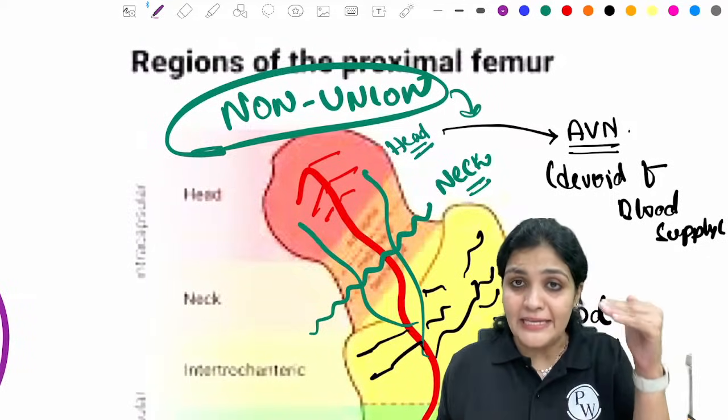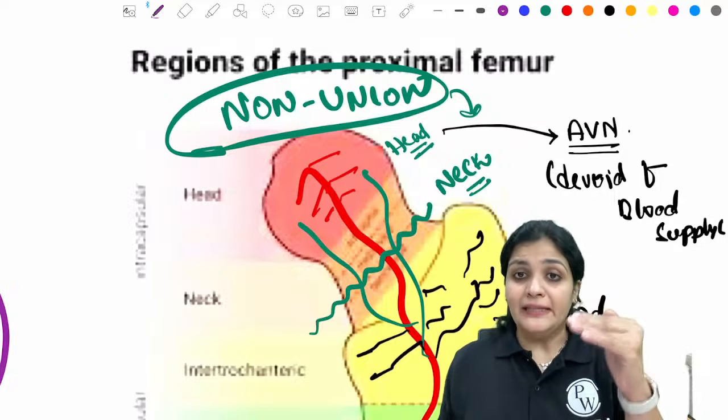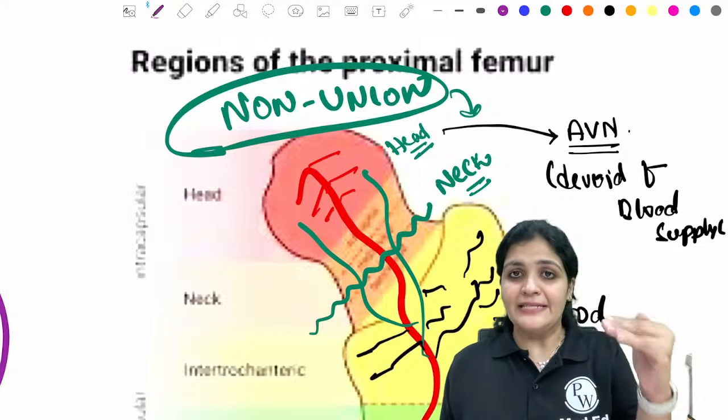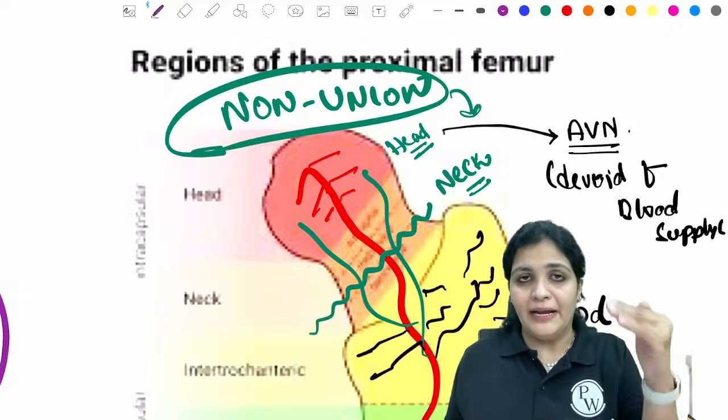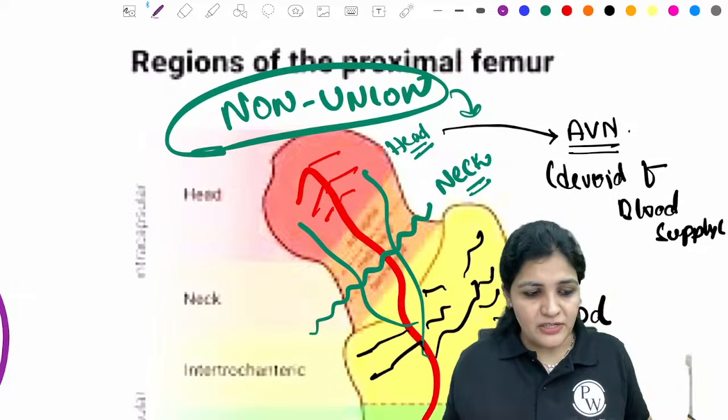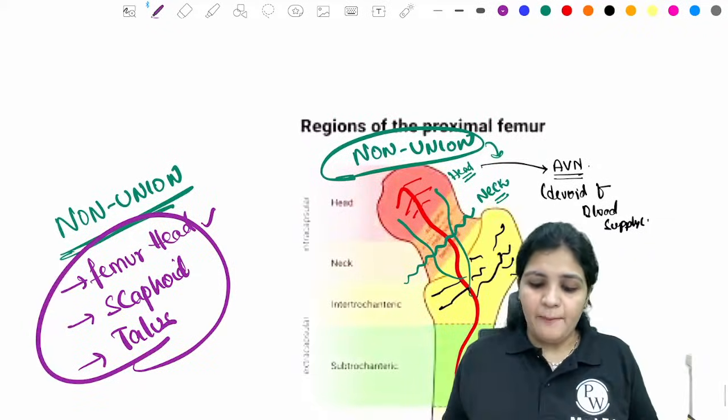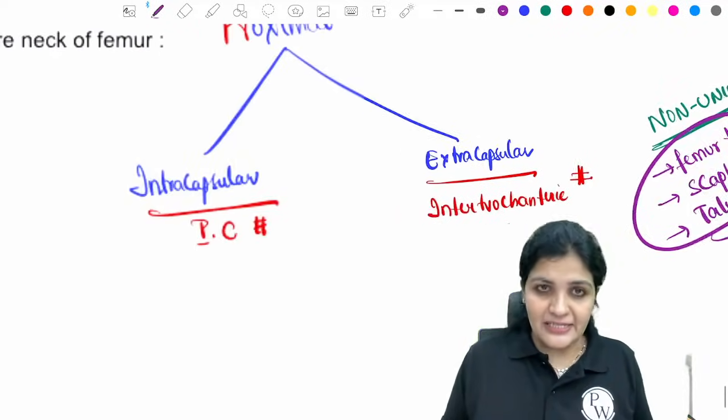So whenever there is an IC fracture, neck of femur fracture, there could be damage to the blood supply. Hence, this femoral head can land up in AVN, or this fracture might land up in non-union. So that is one of the most important points you have to remember in case of your IC fracture, right?